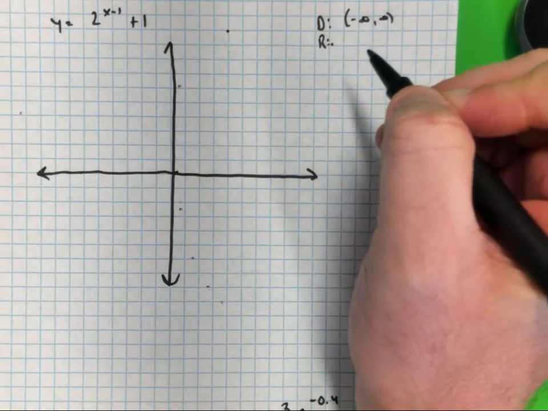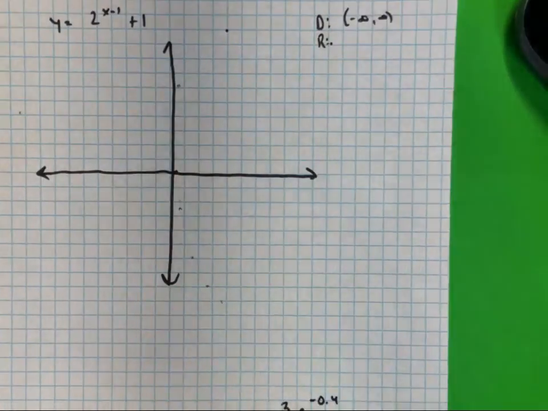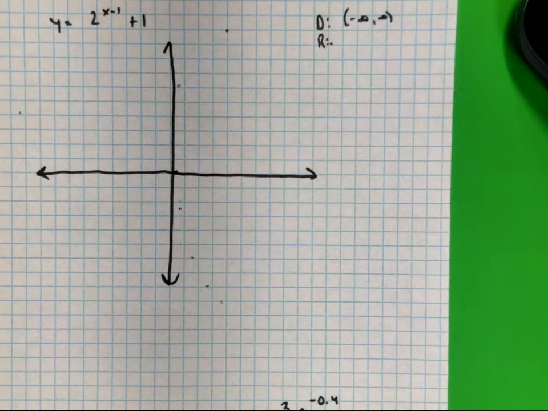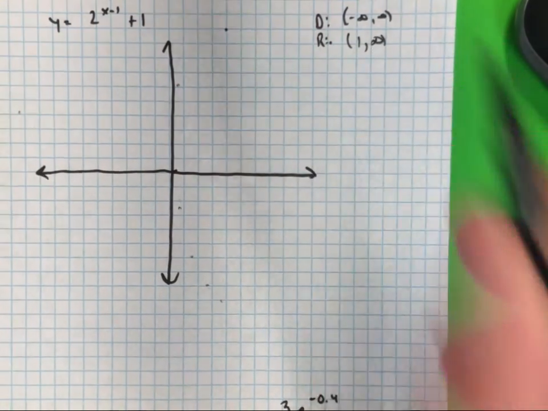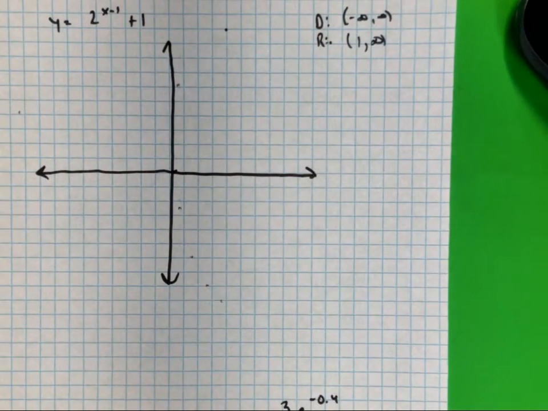Now, looking at this, I always check it after you graph too, but you can kind of predict what your range is going to be here. What's your range going to be? What goes around 1? Because it's going to be approaching that 1 value. Alright, so now I'm going to use my table.